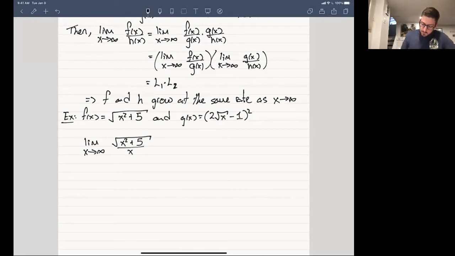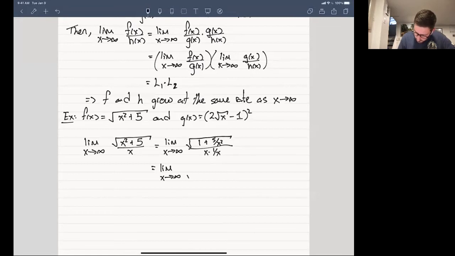What I can do here is multiply the top and the bottom by 1 over x, and pull the 1 over x on the top into the square root. So I get 1 plus 5 over x squared, because when it went into the square root, it becomes squared. So 1 over x, and then into the square root becomes 1 over x squared. And now I have x times 1 over x, which leaves me with the square root of 1 plus 5 over x squared. Now, as x gets big, 5 over x squared goes to 0. And this essentially leaves me with 1.